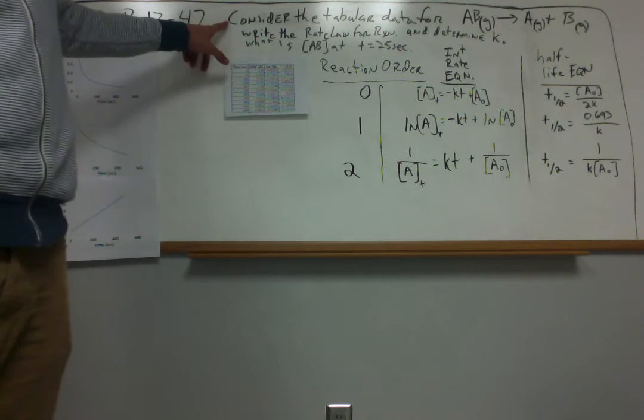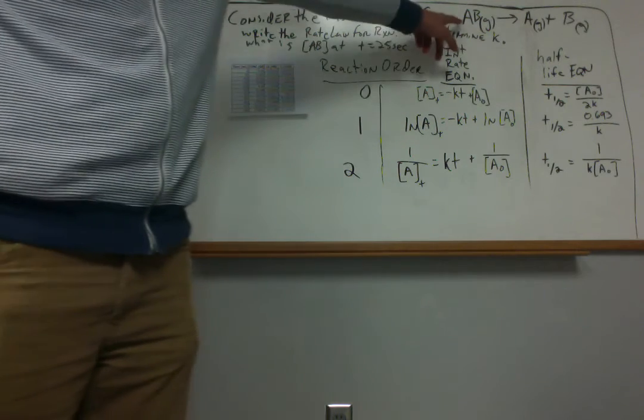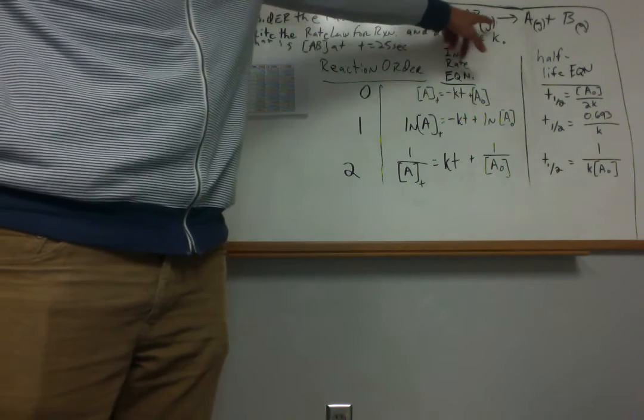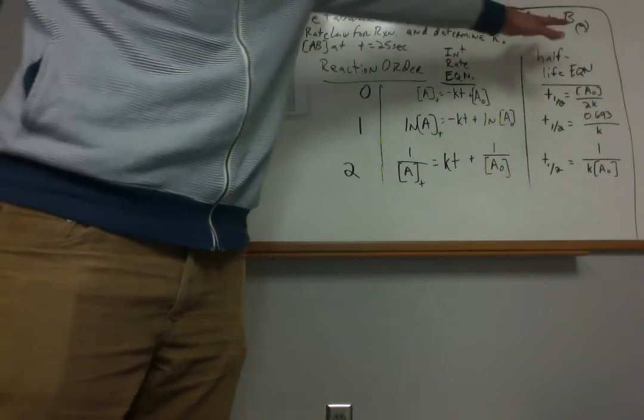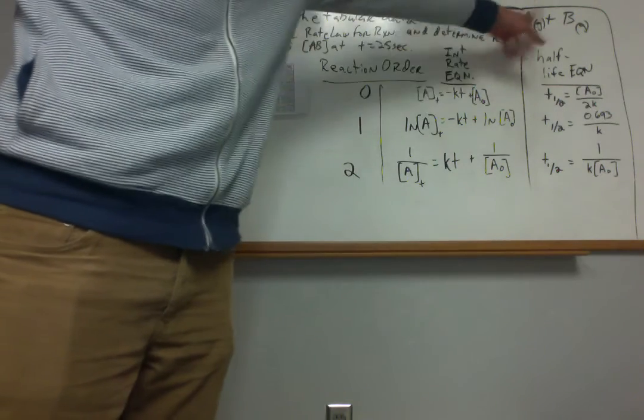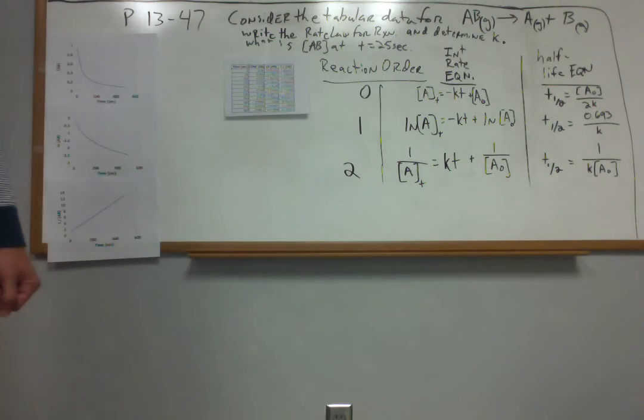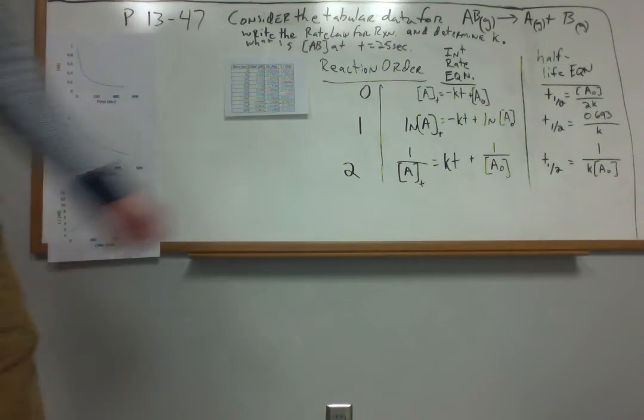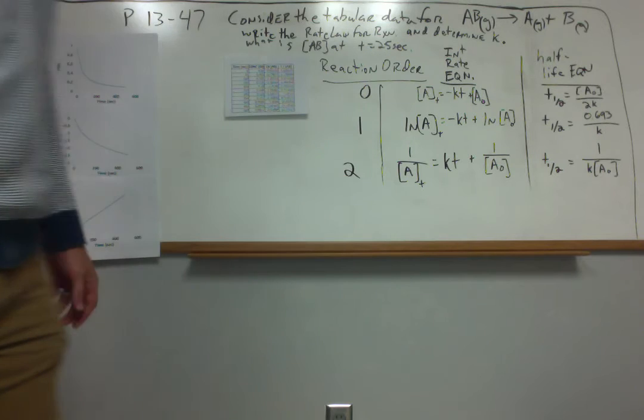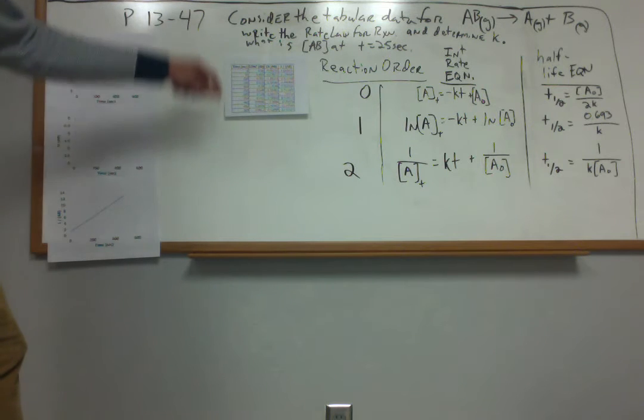Okay, so the problem reads like this. Consider the tabular data for the reaction. Substance AB, it's a gas phase, decomposes into A and B. It's these hypothetical elements. We could say, obviously, this is not a real material, but it's some reaction in which we have a decomposition, okay, unimolecular decomposition.